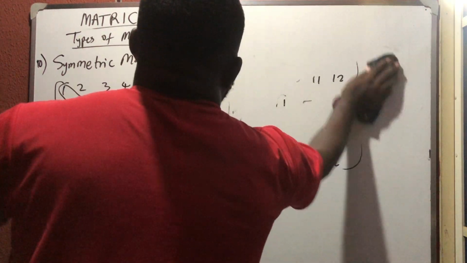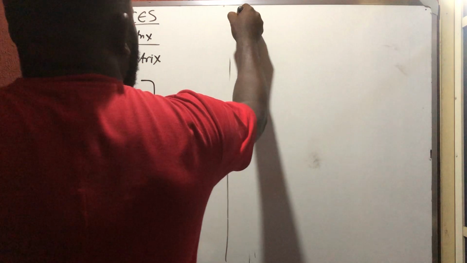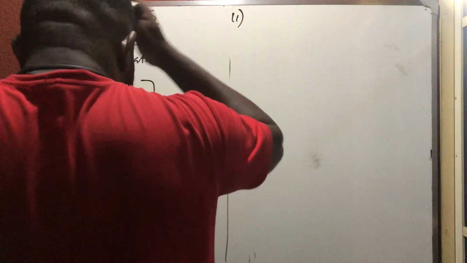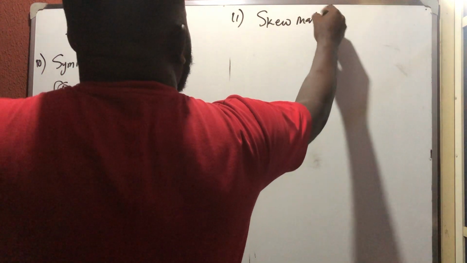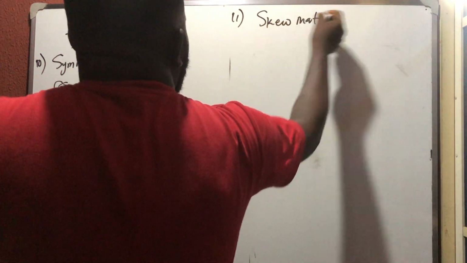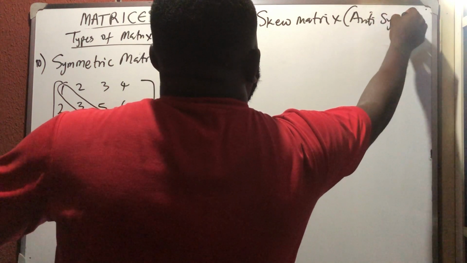So the next one is now a skew matrix, and a skew matrix is known as anti-symmetric. It's called a skew matrix, or you call it anti-symmetric.